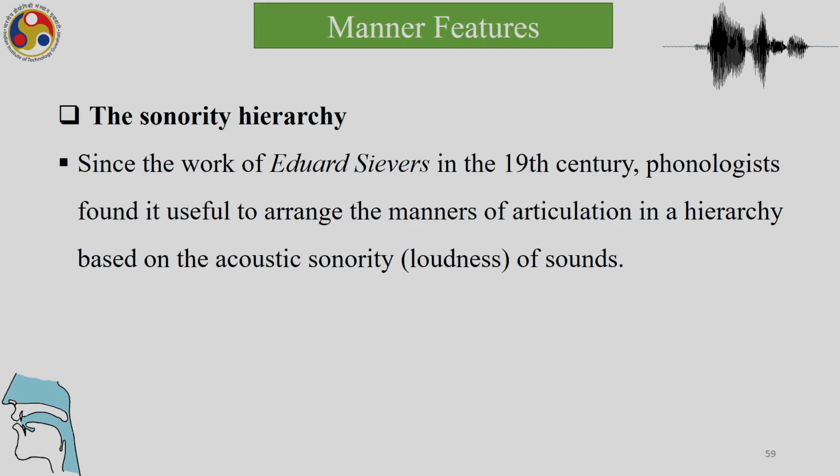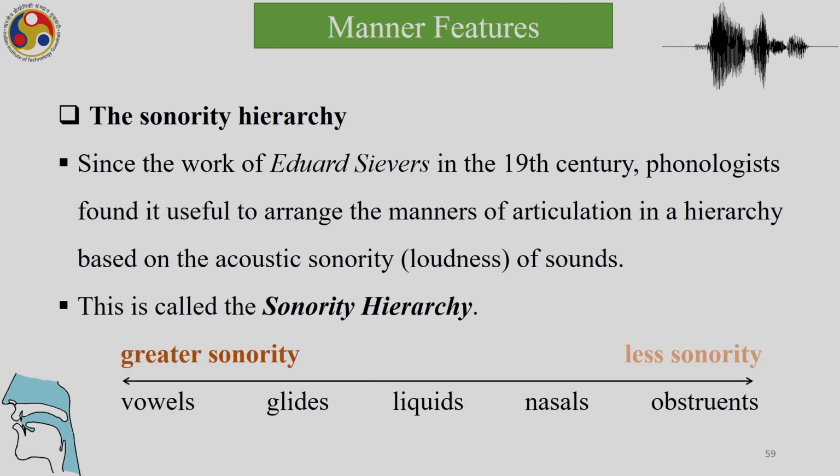The sonority hierarchy, which we have seen in the previous lecture also. Since the work of Edward Sievers in the 19th century, phonologists found it useful to arrange the manners of articulation in a hierarchy based on the acoustic loudness of sounds, and this is called the sonority hierarchy. So greater sonority and less sonority. Vowels, glides, liquids, nasals, obstruents is a hierarchy.